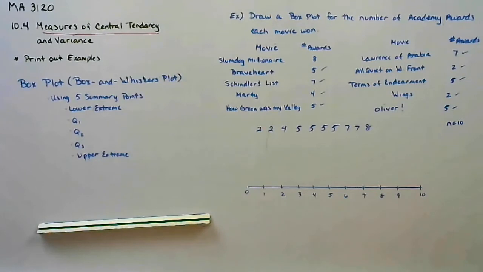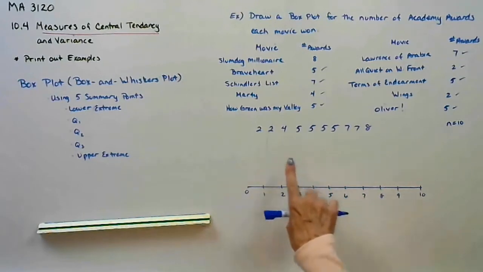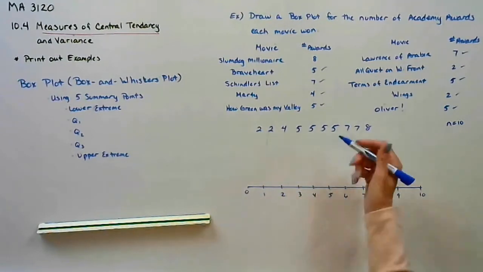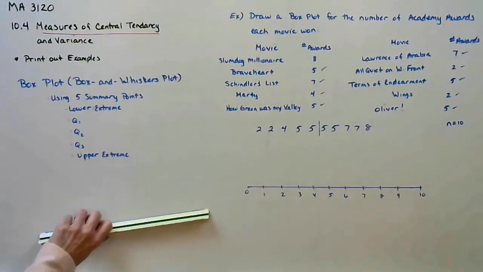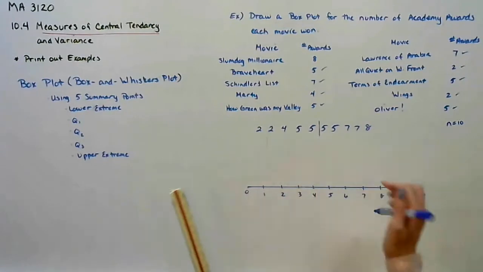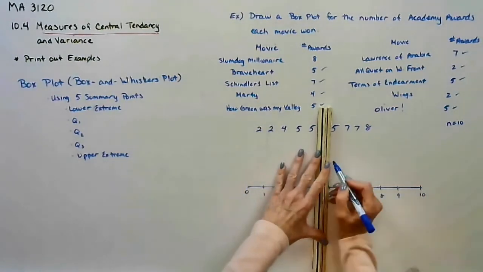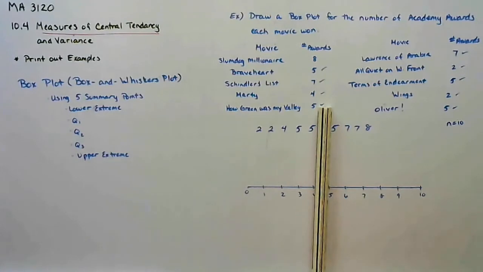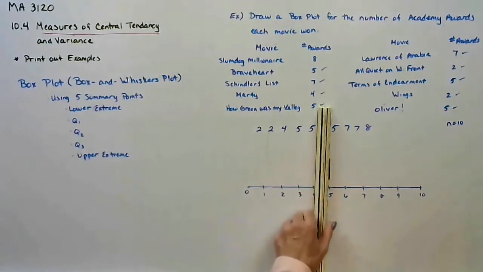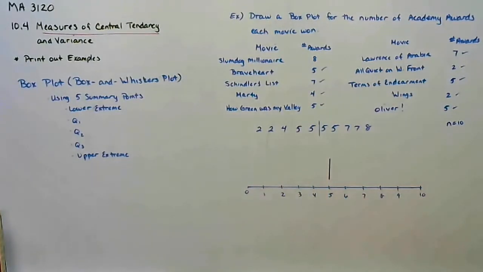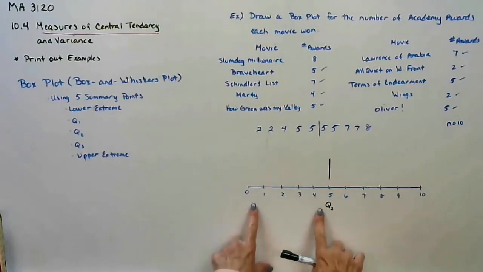So the very first thing we would do is find our middle number. Let's find our median. We said our median was 1, 2, 3, 4, 5, right between the 5s. So it looks like our absolute median is 5. We'll switch colors here. The absolute middle of our data is right here at the number 5. That's our second quartile.